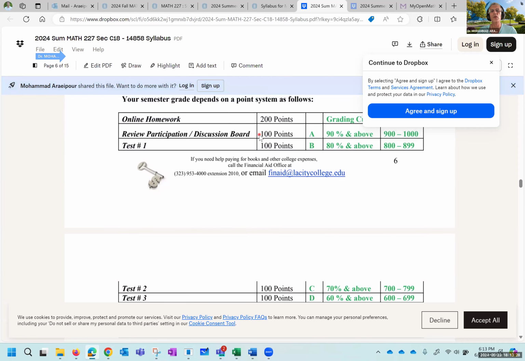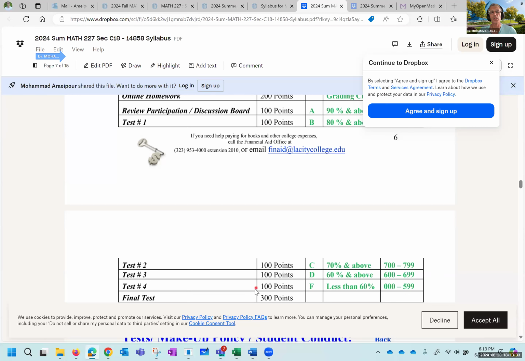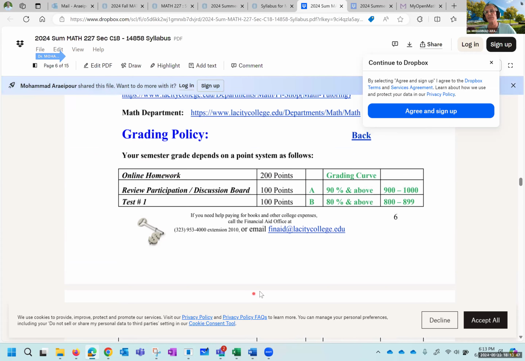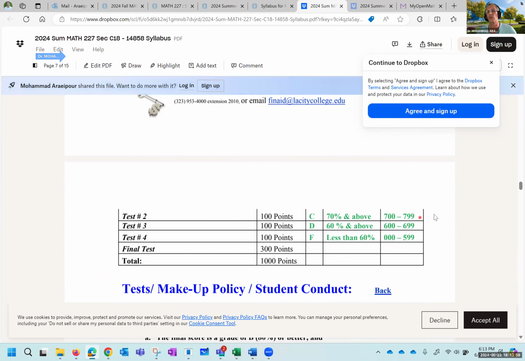We have the discussion forum, 100 points. I'll show you in a moment. There are 4 exams, 1, 2, 3, each one is 100 points. Comprehensive final is 300 points. However, it's based on the previous exams, meaning you study the previous exams plus the new module, and you'll do fine. This is a point system. So 90%, which means 900 points or higher, is an A. 80% means 800 to 899 is a B. 70% means 700 to 799 is a C, and so on.